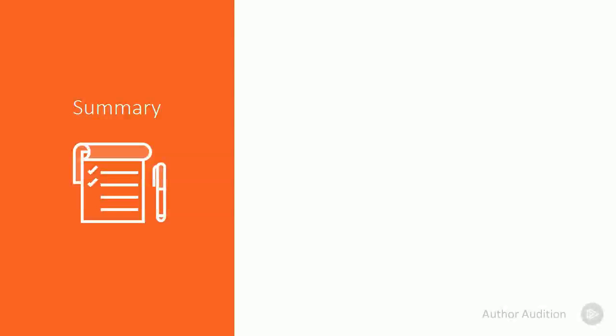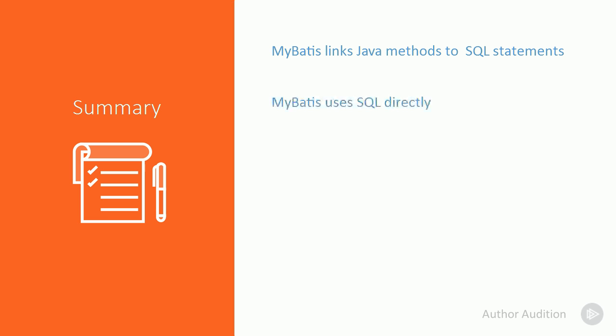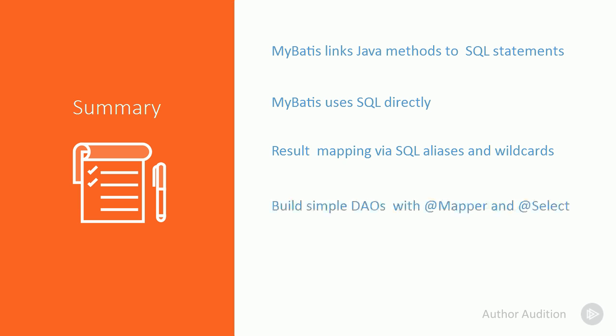Let's wrap up this presentation and review what we've learned. That demo concludes our presentation. To recap what we've learned, MyBatis links Java interface methods to SQL statements. MyBatis uses SQL directly. There is no generation of SQL like with some alternatives such as JPA. Result mapping is based off of existing SQL language constructs like aliases and wildcards, so there is no new mapping language to learn. We saw how we could build a simple DAO with just a few annotations. And finally, we saw how MyBatis and Groovy work particularly well for multi-line SQL statements.